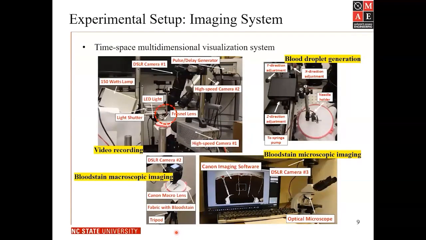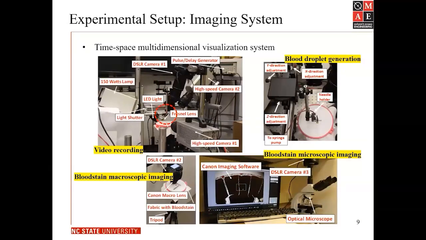A unique contribution of our research is that we developed an advanced visualization system. In this system, we can capture the entire stain formation process from the very beginning to the very end. We have two high-speed cameras, one horizontally located, the other tilted at a certain angle, and these two cameras help to capture the dynamic impact process. Then we have one digital SLR camera to capture the wicking process, which is at relatively low speed.